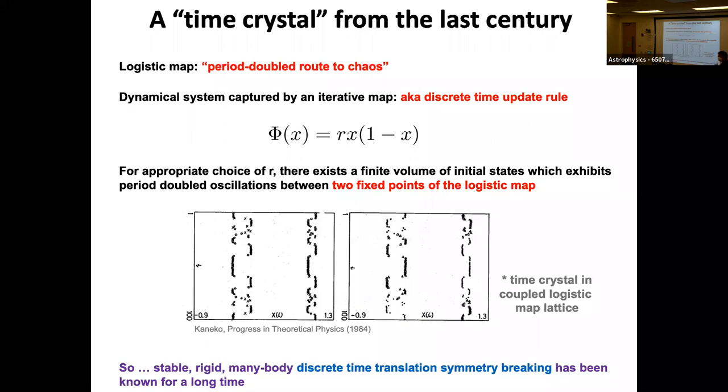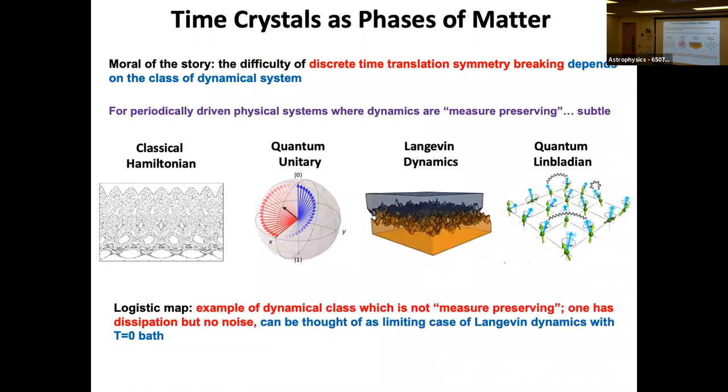So again, it looks like we have to zoom in just slightly further to make the question non-trivial. At some level, given all of the ingredients that we have thus far, stable, rigid, many-body, discrete time translation symmetry breaking, at least in the context of these types of dynamical maps, has also been known for a very, very long time. We still have not zoomed in precisely on the right question. And the moral of the story that I want to get to in this first piece of the talk is precisely that the difficulty of breaking a discrete time translation symmetry truly depends on the class of dynamical system that you consider.